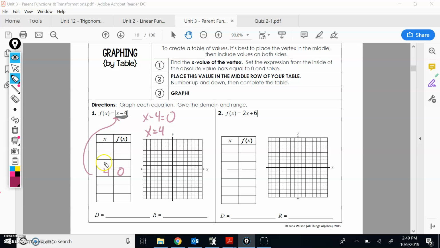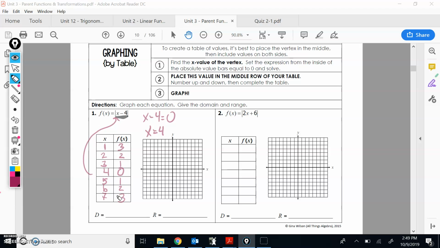After that, we can keep on putting in domain values below 4 and above 4, and figuring out what their outputs would be. Plugging in 1, we would get 3. Plugging in 2 would get 2, 3 to get 1. Plugging in 5 to get 1, 6 to get 2, and then 7 to get 3. You sense a little pattern here.